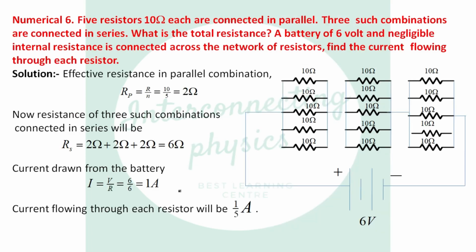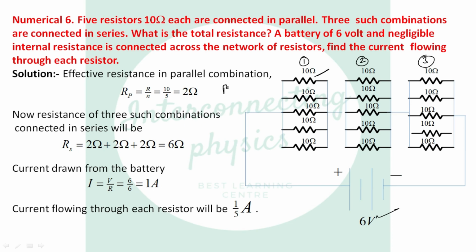Now the next numerical: 5 resistors of 10 ohm each are connected in parallel like this, and 3 such combinations, number 1, 2 and 3, are connected in series. What is the total resistance of the circuit? A battery of 6 volt and negligible internal resistance is connected across the network. Find the current flowing through each resistor.